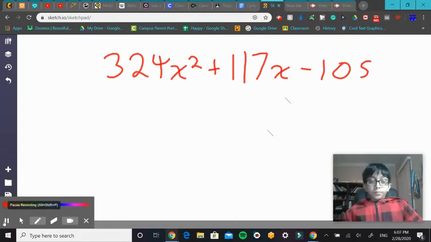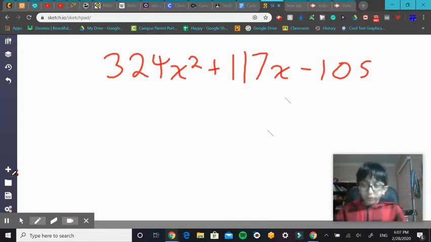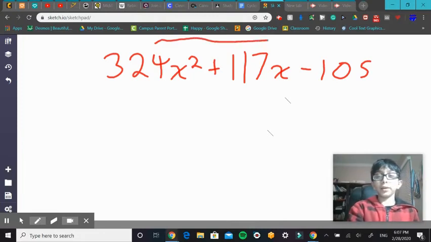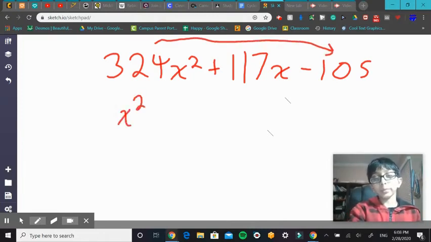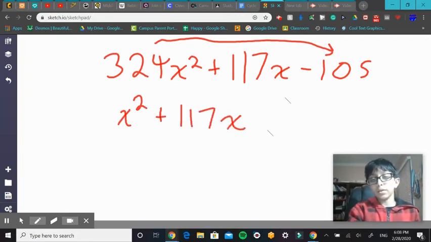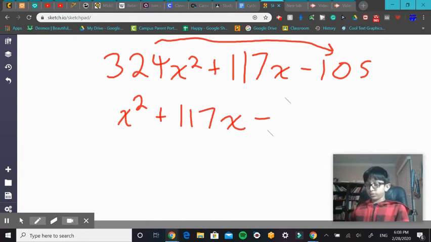Let's get started. Okay, so our first step, take the a and multiply by the c. That's already getting humongous. So x squared, we have our 1, but then we have to figure out what 105 times 324 is. Good thing we can use a calculator.